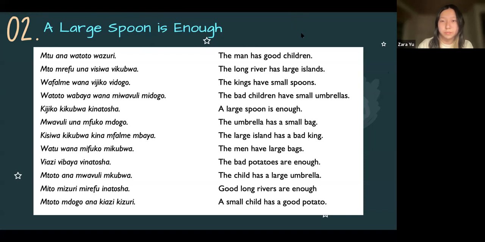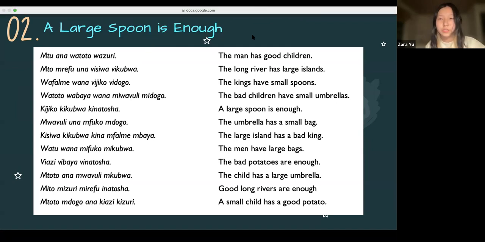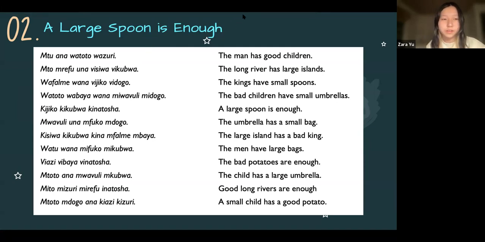I think almost everyone's back. Okay, yeah, everyone's back. So I'm just gonna quickly go over this problem, and then that's pretty much it for this.